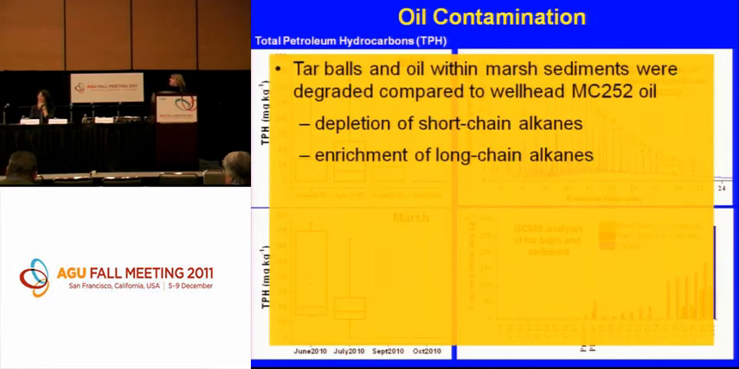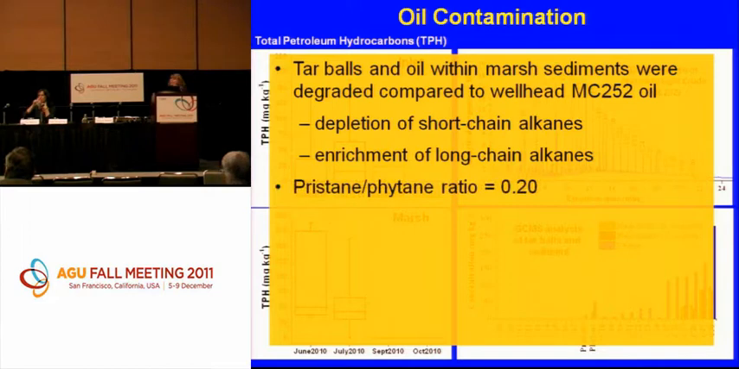And so just in a summary of this, the tar balls and the oil within the marsh at the Alabama coast was depleted or degraded compared to the original oil from the wellhead. It was depleted in the short chain alkanes, and it was enriched in the long chain alkanes. It has a very low pristane to phytane ratio of 0.2, and this is on a scale of 0 to 1, where 1 would be the original oil.